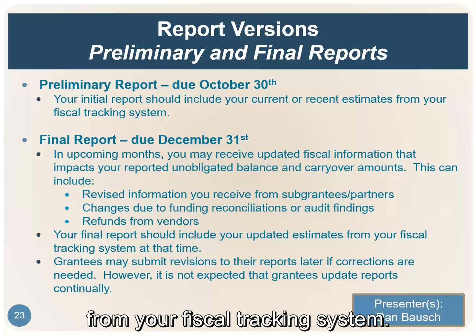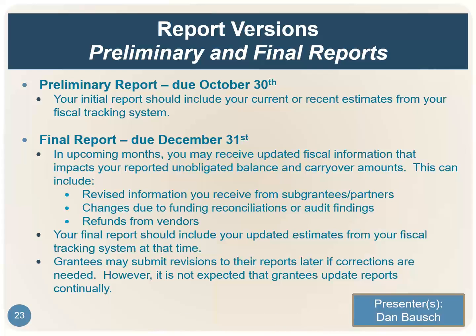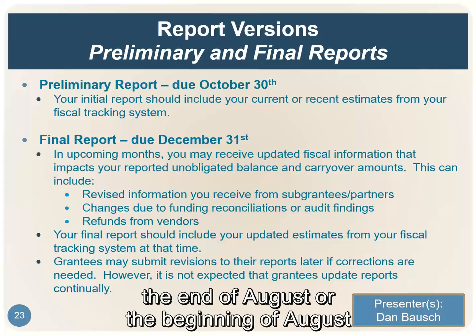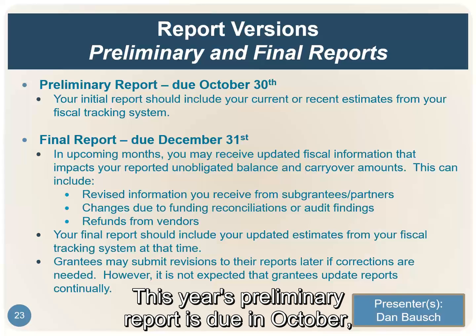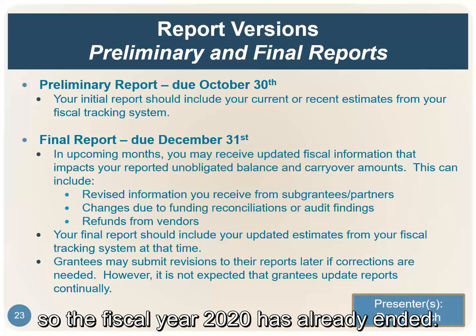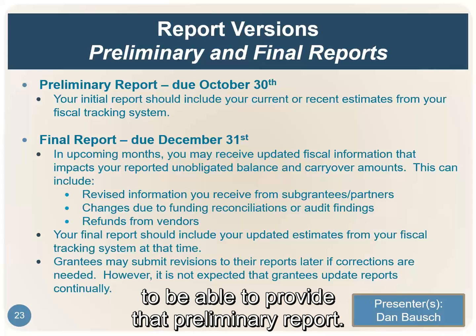The preliminary report is your initial report based on your current or recent estimates from your fiscal tracking system. Normally, the preliminary report is due in the end of August or the beginning of August during the same fiscal year. So you're projecting. This year's preliminary report is due in October, so the fiscal year 2020 has already ended. So you should be able to use your current system information to be able to provide that preliminary report.